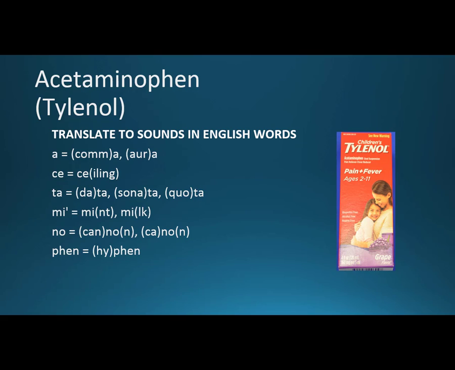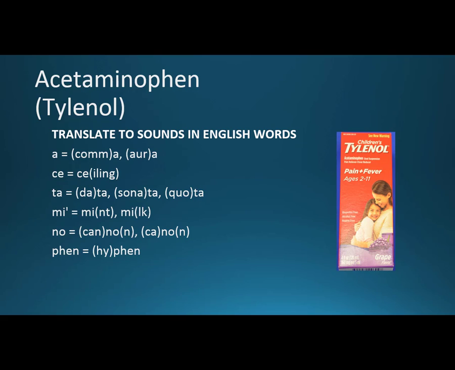So if we already know these sounds in English, then it might be a little bit easier to get the full generic name sound. So it's si, ta, mi, no, fin. But the other thing students have trouble with is getting the rhythm right. If you put the accent on the wrong place, then it just doesn't sound right.